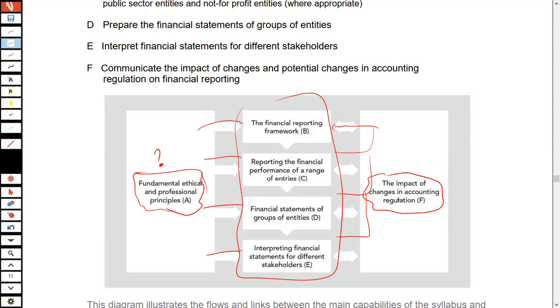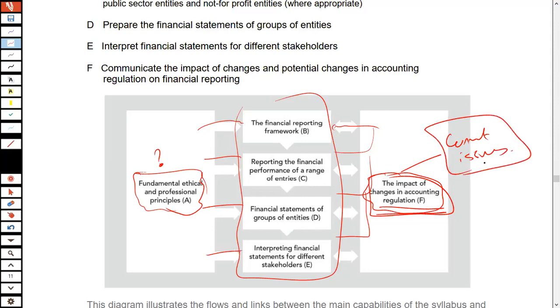The next is the impact of change in accounting regulation. This is also termed as the current issues. Now, what exactly is this area of the syllabus? Let me explain to you what this area of the syllabus is.